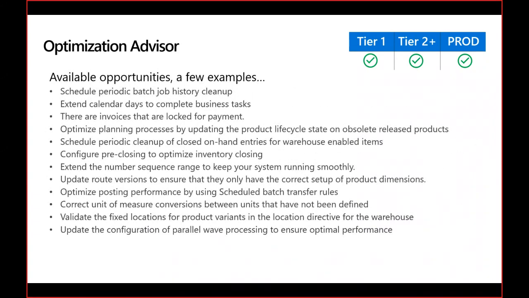This is just a slide with a few examples of rules and opportunities that we have. For example, schedule a periodic batch job history cleanup, which is a popular one. I advise everyone to start thinking about how to clean up data, and one that we often see as one of the biggest tables in live environments is the batch history table. It can also cause performance issues. Keep that in mind. There are also other more functional rules, like you can see here.